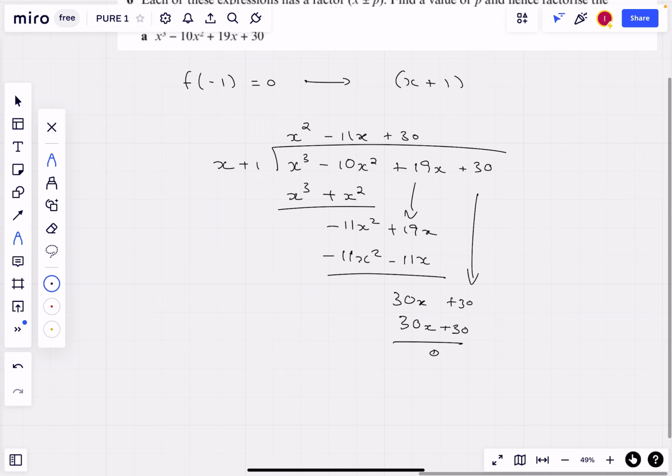So that means your first set of bracket is x plus 1, and then x squared minus 11x plus 30. Now you can split that quadratic into x minus 5, x minus 6. There you go, fully factorized. And that is how you use the factor theorem.